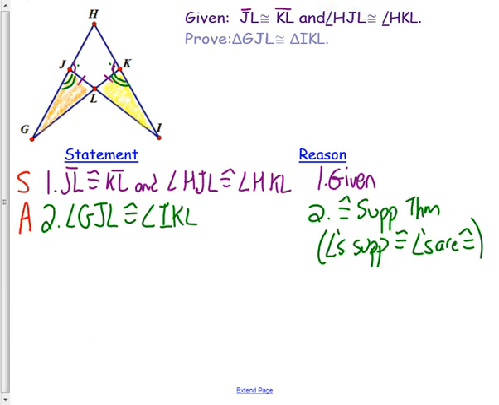Alright, now I've gone through my givens, and I don't have enough to prove the triangle, so I need to look at the diagram. Is there anything else on this diagram that I could use to prove triangles are congruent? And when I look at these, I notice I have right here this pair of vertical angles.